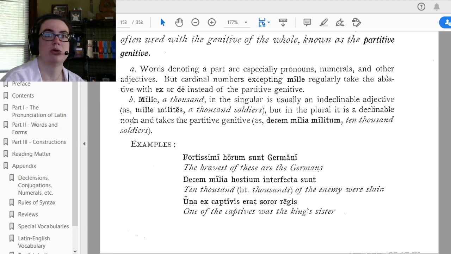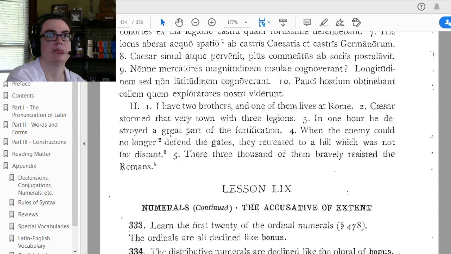So fortissimi horum sunt Germani. The bravest of them are the Germans. Okay. Decem milia hostium interfecta sunt. 10,000s of the enemy were slain. But you could also say 10,000 enemy. Una ex captivis erat soror regis. One of the captives was the sister of the king. So again, with this number, as with most numbers, you use ex plus the ablative instead, because you're talking about a specific sample you're taking out of the larger group.